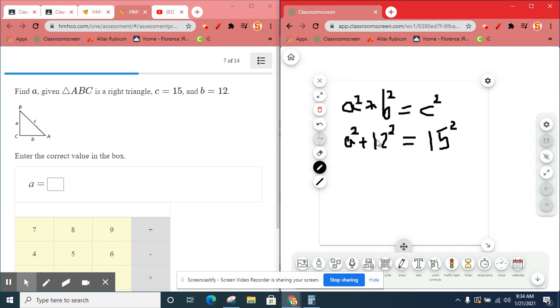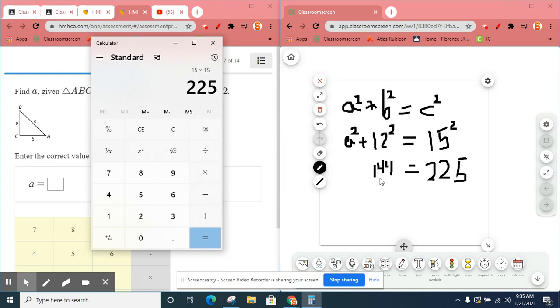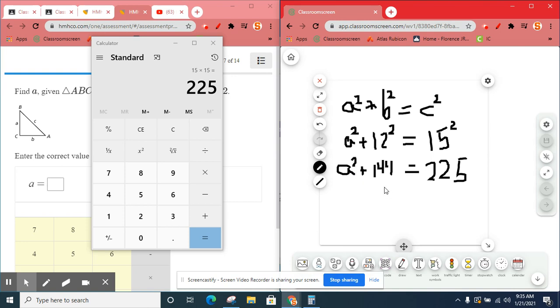All right. And 12 times 12 is 144. You can grab your calculator for that if you need to. 15 times 15, I think, is 225. Double check that. And we're good there. And then we pretty much have left over our a squared. And we want to figure out what a equals. So we'll try to get a by itself. Subtract 144 from each side.